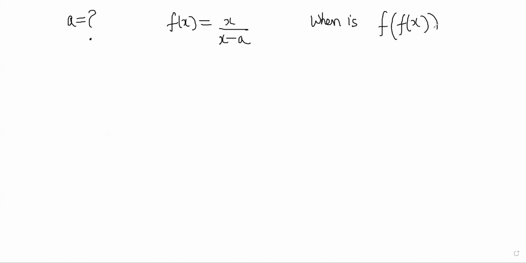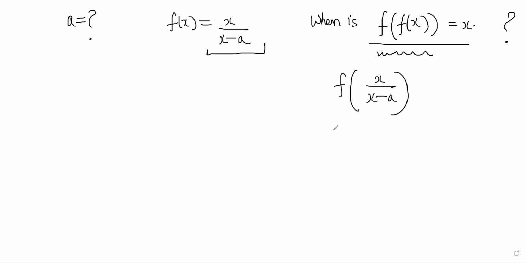So now we have to find for what values of a, if f of x is x by x minus a, when is f of x going to be the same as x? That is simple. You just calculate what is f of x given this definition. You'll say it is f of x by x minus a, and that should be equal to x by x minus a, divided by x by x minus a, minus a.